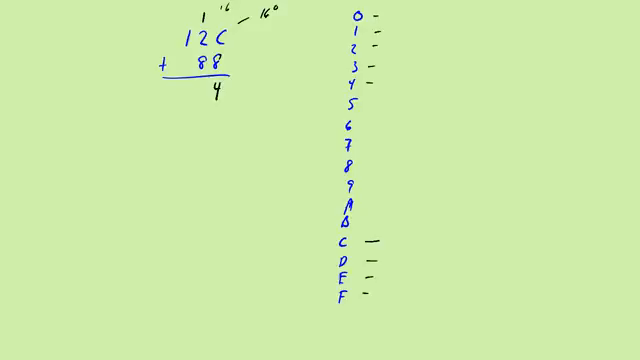The one column on the left is 16 to the first, and over on the left here we have 16 to the second power, which is what that 1 represents. A 1 over here is 256.